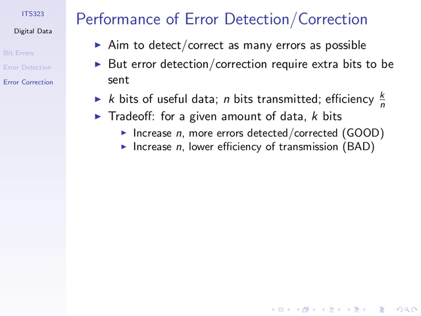So when people design and select error detection and error correction algorithms, they need to consider the values of k and n. What's the best trade-off? High efficiency, but we also want to detect and correct many errors. It depends upon the links that they are used over.